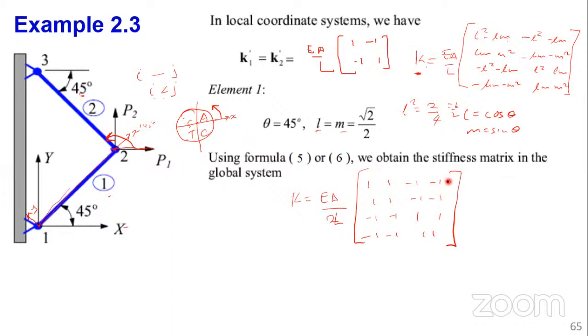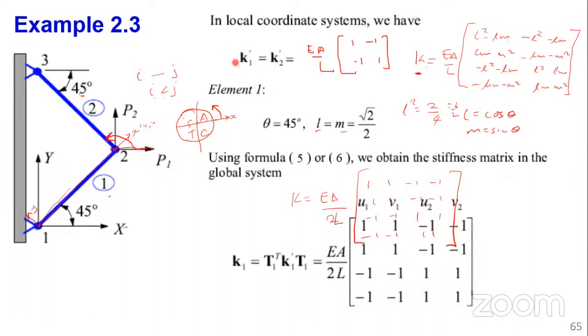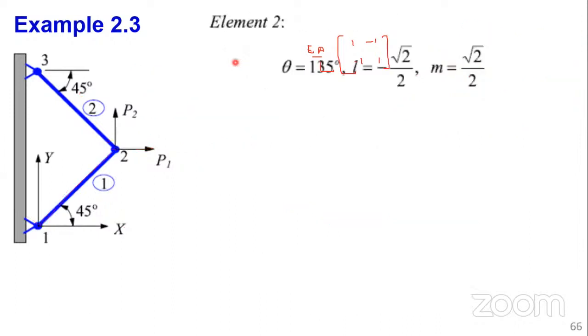Let's do the same for element 2. Okay, we have done element 1. So for element 2, theta is 135 degrees. We have agreed that we are reading at node 2 from the horizontal x-axis. So this is 135.